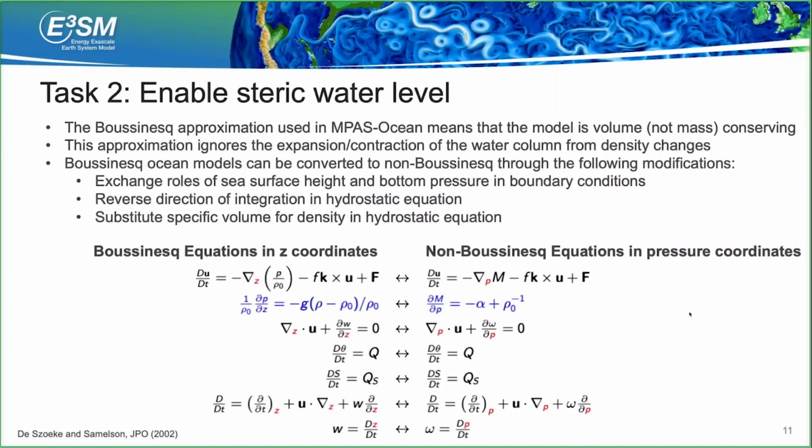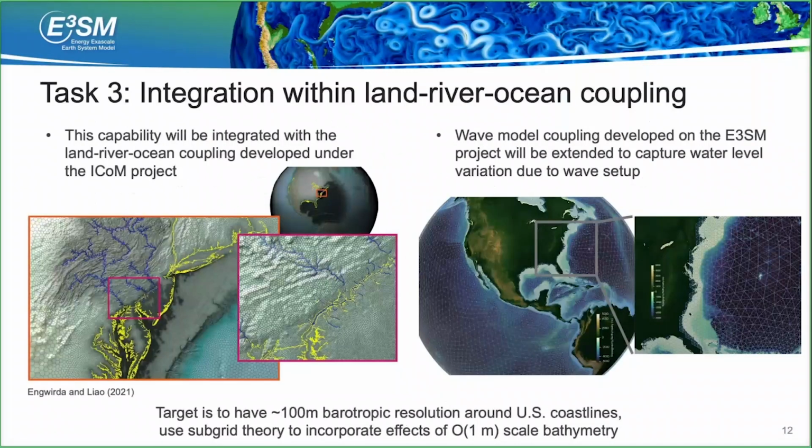The third task is to integrate this capability within the land-river-ocean coupling that's been developed under the ICoM project. This will allow us to solve for inundation in coastal areas on a unified mesh, where we also connect very naturally into riverine inflows to look at compound flooding. The goal here is to have our barotropic mode resolved down to order 100-meter scales in U.S. coastlines, and then use subgrid corrections, which have also been developed under ICoM and recently incorporated into MPAS, to incorporate the effects and adjust for the subgrid contribution of really high resolution bathymetry data.